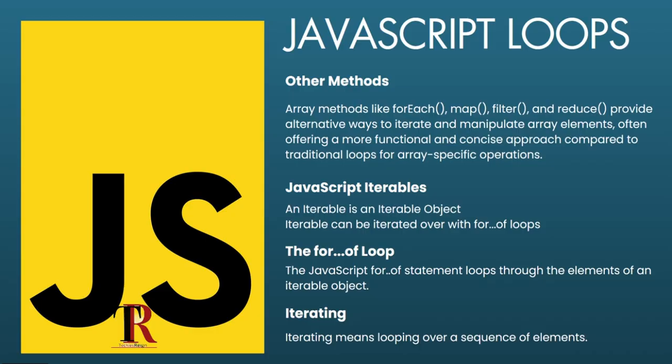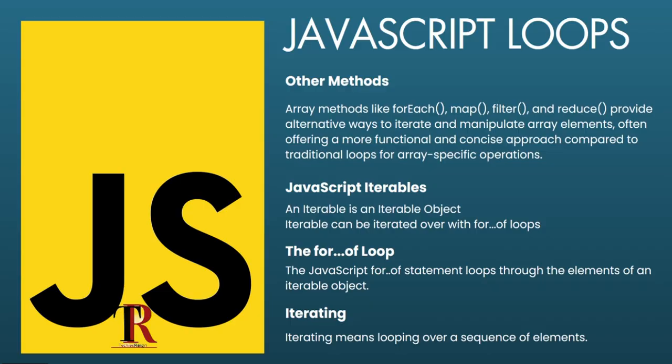Now, JavaScript iterables. So we'll be talking about iterables. What exactly is it? We've been talking about how you iterate over an object's properties, an array's properties, a map's properties. What exactly is that iterable? An iterable is an iterable object. That simply means something that can be looped over, something that can be iterated over. So an example is an object or an array.